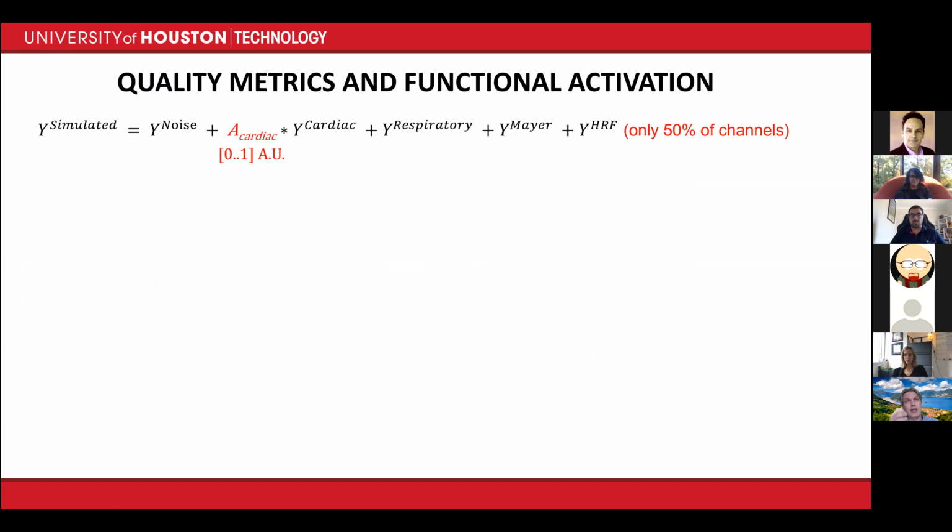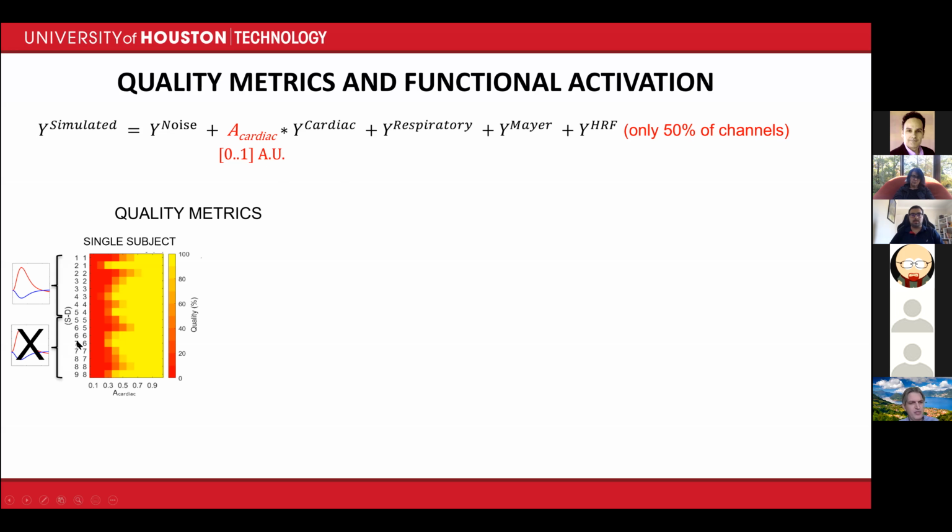Now, importantly, do our quality metrics actually relate and predict functional activation? So what we did to estimate this is simulating a bunch of fNIRS scans in which we include all the typical components. And we varied the amplitude of the cardiac pulsation between an arbitrary unit between 0 and 1. And we also added an HRF response only in 50% of the channels of this probe, so we can use the other half as a control.